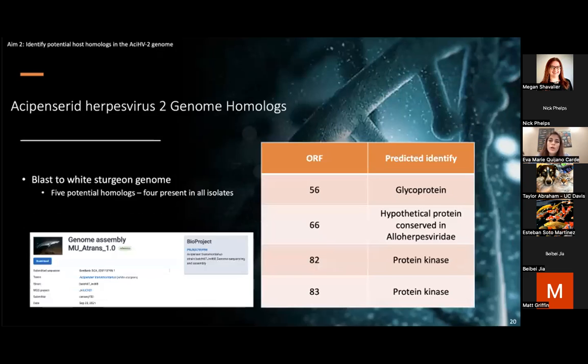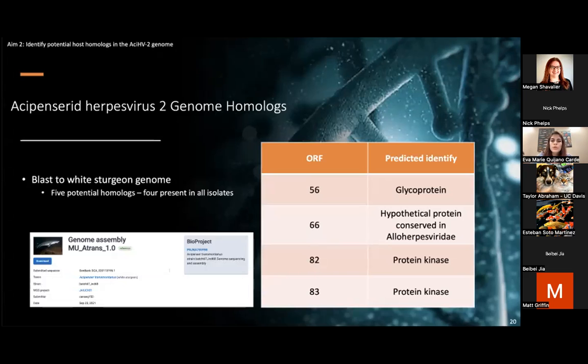So to screen potential homologs of white sturgeon in the ACHV2 genome, I used tBLASTn to query my protein sequences to the recently published white sturgeon nucleotide sequence database, which is pretty exciting that it's out there in the world now. And when looking at protein comparisons that had an e-value of 10 to the minus 10 or less, which is considered statistically significant for homology at the protein level, 5 predicted proteins were a good match, but only 4 of them were present in all 4 isolates, which are the ones you can see on this table.